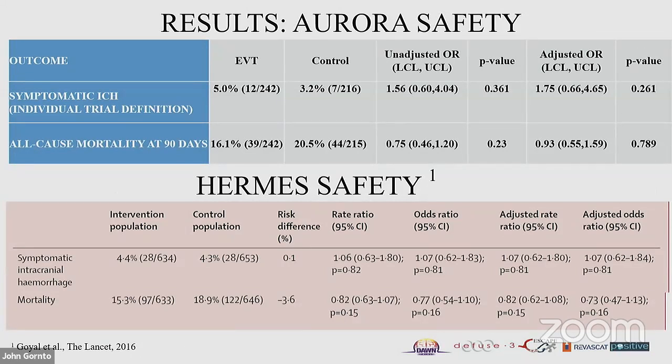So safety used to be a big concern, right? Because, I mean, somebody's been having a stroke for 18 hours, 20 hours. If you do a thrombectomy, potentially you could worry about a bleed. Well, on top, this is Aurora. So these are the patients' subgroup analysis of the beyond 6 hours. On the bottom, this is Hermes. Hermes is a meta-analysis of patients who were treated in the hyperacute setting, so mostly up to 6 hours. And you can see that symptomatic hemorrhage in the acute setting was 4.4% in the intervention population. And in Aurora, it's pretty close, 5%. So no significant difference in safety or mortality.